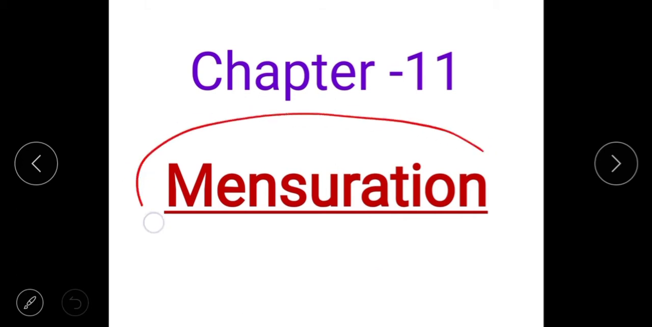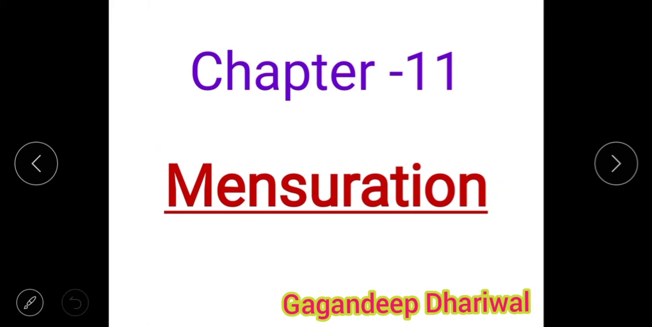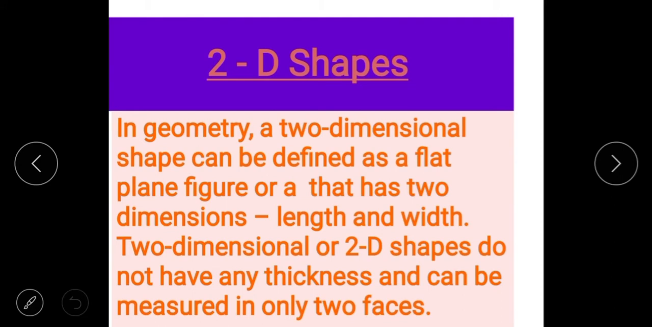The name of the chapter is mensuration. In the chapter, we have learned about 2D shapes and 3D shapes. This chapter, mensuration, is basically divided into these two categories. So, firstly, we have learned the 2D shapes.